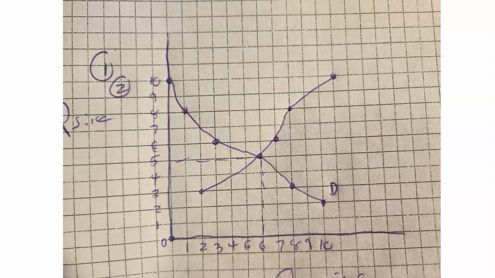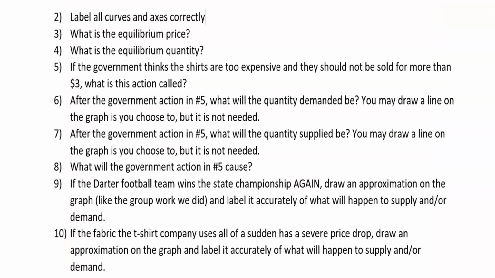Well, coming back up here and reading this, the equilibrium price is $5. I put the dashed lines there. The equilibrium quantity is 600 shirts. Okay. So if the government thinks the shirts are too expensive and they should not be sold for more than $3, what is this action called? Well, if they actually make it a law, that would be a price ceiling.